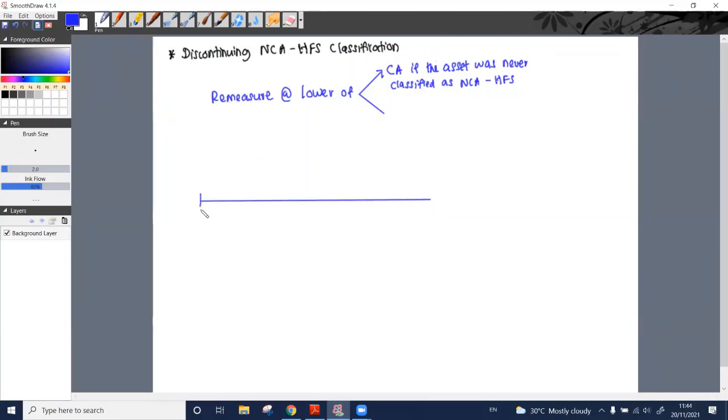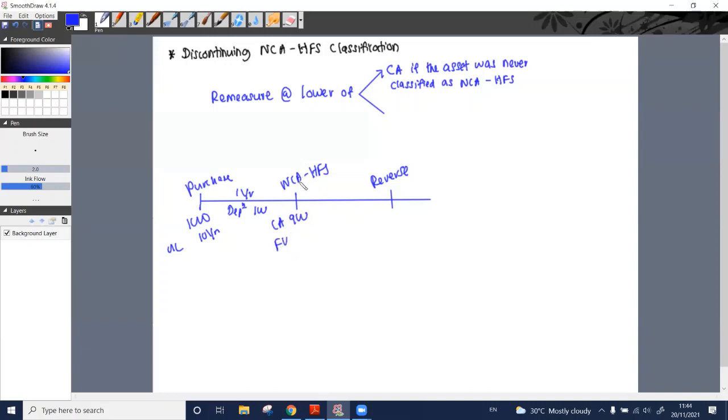Say this is the date we purchase the asset. After 1 year or 2 years, we may identify it as a non-current asset held for sale, and on a later date we decide to reverse our decision. Assume we purchased this asset for 1,000. After 1 year, we identify it as a non-current asset held for sale. Assume the useful life is 10 years. Then the depreciation charge for the first year is 100, so the carrying amount here is 900.